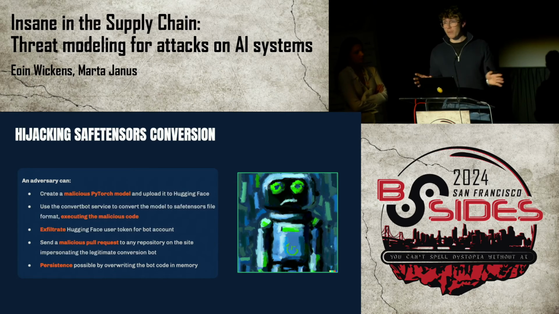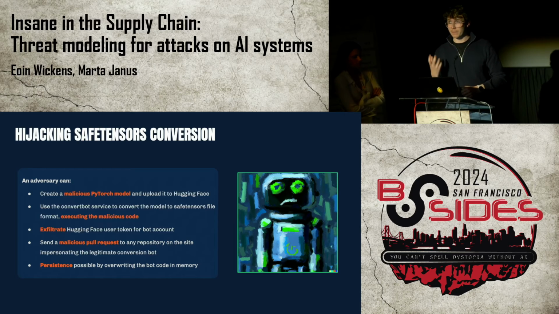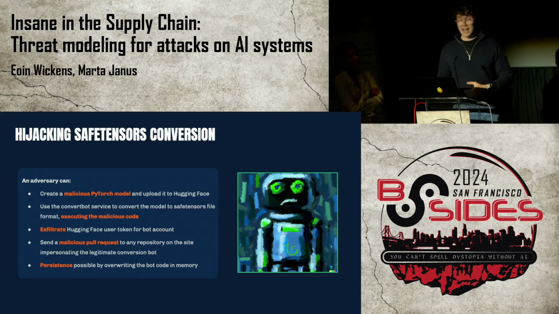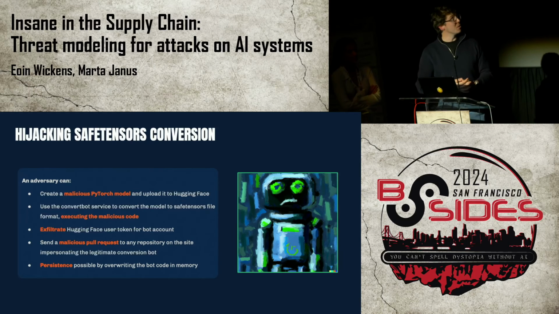That service has converted tens of thousands, if not hundreds of thousands, of models. We were able to exfiltrate the Hugging Face user token for the SF ConvertBot account. And then we were able to essentially send malicious pull requests, impersonating this legitimate service, to any model on the site. And these pull requests were often approved with no contest because they came from a legitimate service.